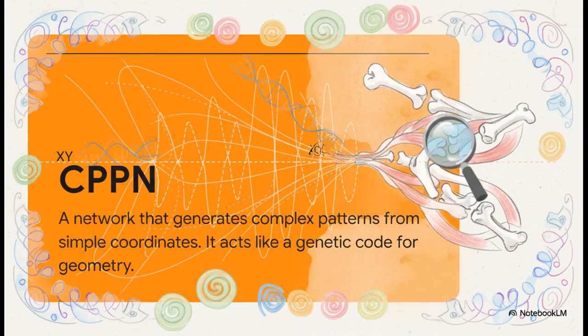Let's look a little closer at that first step, the CPPN. It's a fascinating bit of tech. You basically feed it a location, like an X and Y coordinate, and it spits out an answer about what should be at that exact spot. Should be bone, muscle, or just empty space. By using different math functions, like sine waves, it can create repeating segments, like a caterpillar. And with other functions, it can create perfect symmetry. It really is like a digital genetic code for building things.